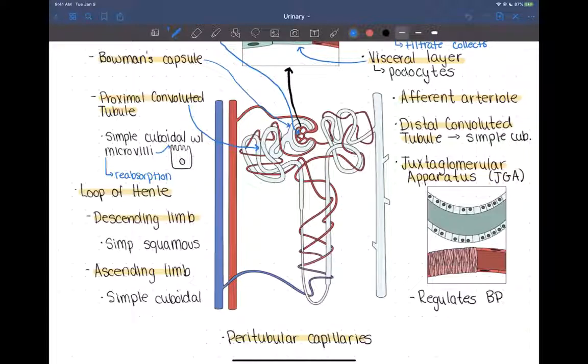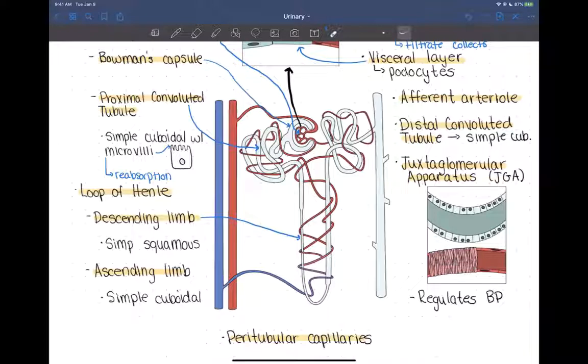So then from there, that filtrate is going to travel through this loop, and this loop is called the loop of Henle. Okay, so it's this whole section here. That's the loop of Henle. So the loop of Henle has a descending limb. Sometimes it's called the thin limb, and that's because the tissue found there is simple squamous. Sometimes it'll even be drawn a little more narrow like this. That's the descending thin limb.